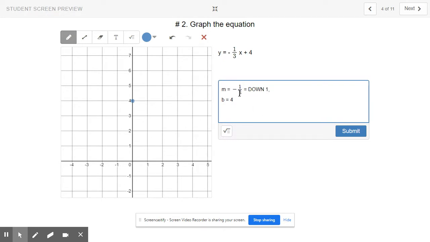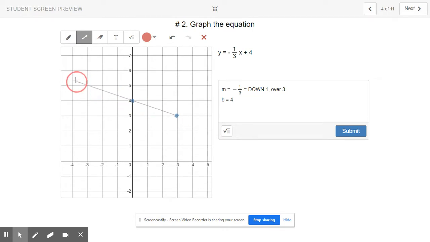And then the bottom number of my fraction, that's the run, right? That's how much I go over: 3. So from the point I just plotted, I'm going to go down 1 over 3. There's my next point, so I'm going to put my point there. Once again, I'm going to use that line tool to draw my line all the way through the graph.